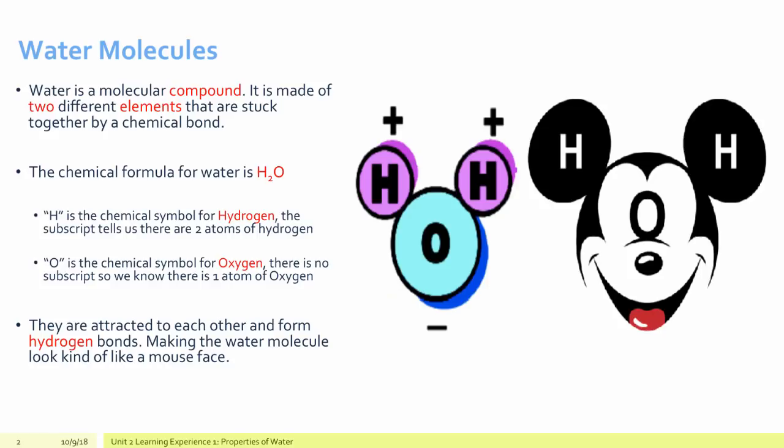So these atoms are attracted to each other and they form bonds. And when they form these bonds, we have a water molecule, and the water molecule is formed in a special way. The hydrogen atoms stick to one side of the molecule where the oxygen is on its own side. We like to represent it by saying it looks like a mouse. The most famous mouse obviously is Mickey Mouse. So our hydrogen atoms can make his ears and the oxygen would be his face.